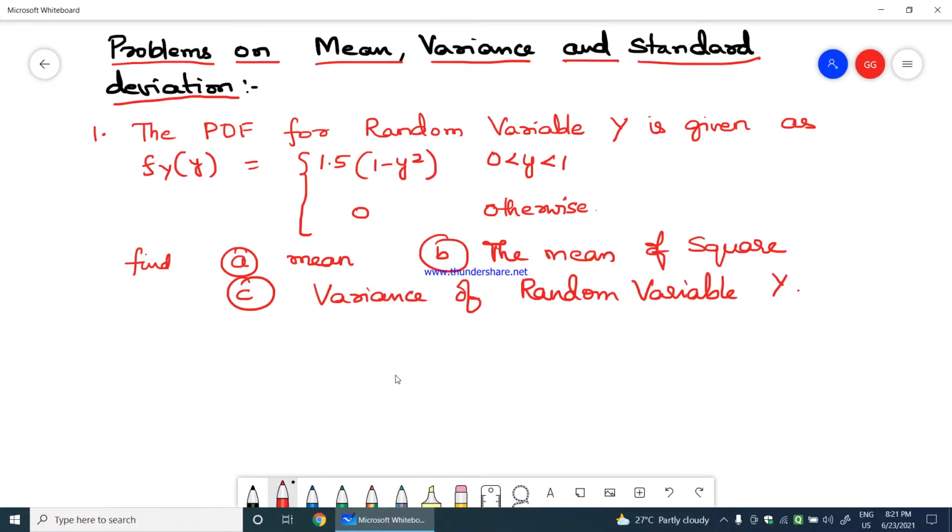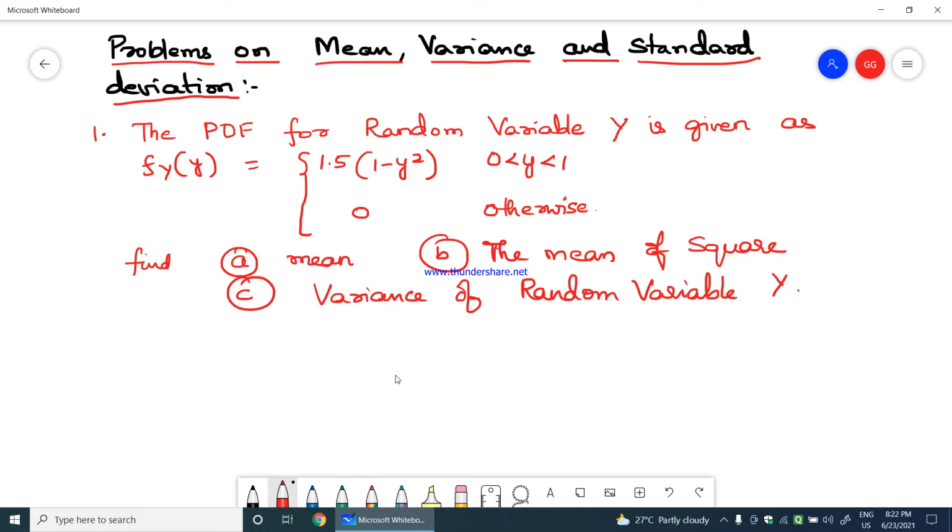Let us now look into the problems on mean, variance and standard deviation that we come across with the continuous random variable. So here the probability density function for random variable y, which is continuous in nature, is given as fy of y, which is equal to 1.5 into 1 minus y square, where the random variable y is varying between 0 to 1, whereas 0 otherwise. Okay, so that is fy of y.